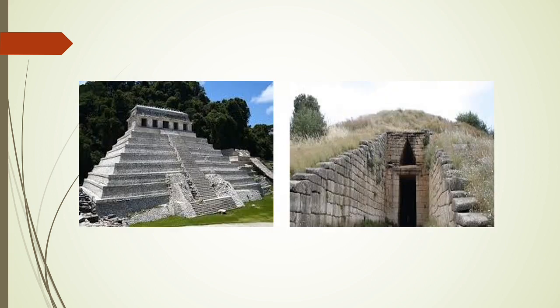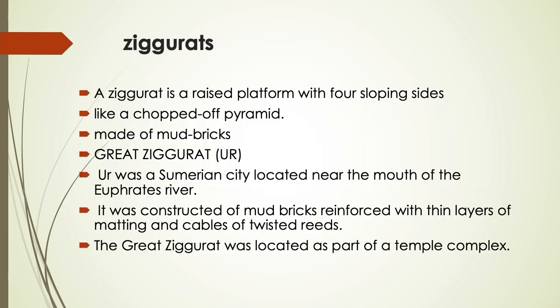These are the images of tombs. Next one is ziggurats. A ziggurat is a built raised platform with four sloping sides like a chopped off pyramid. Ziggurats are made of mud bricks, the building material of choice in the Near East as stone is rare.